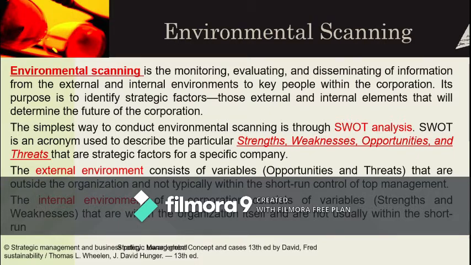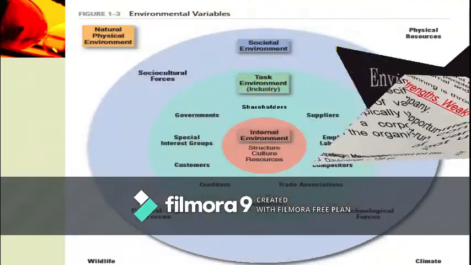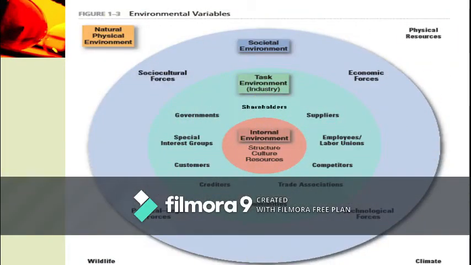For the next slide, I'm going to show you a figure of an example of a task environment, the environmental variables of the organization. As you can see, there is the natural physical environment. There are four. The natural physical environment includes the physical resources, the climate, and the wildlife. These are things that we cannot change or control. We cannot control the climate, the wildlife, or the physical resources that nature is giving us.